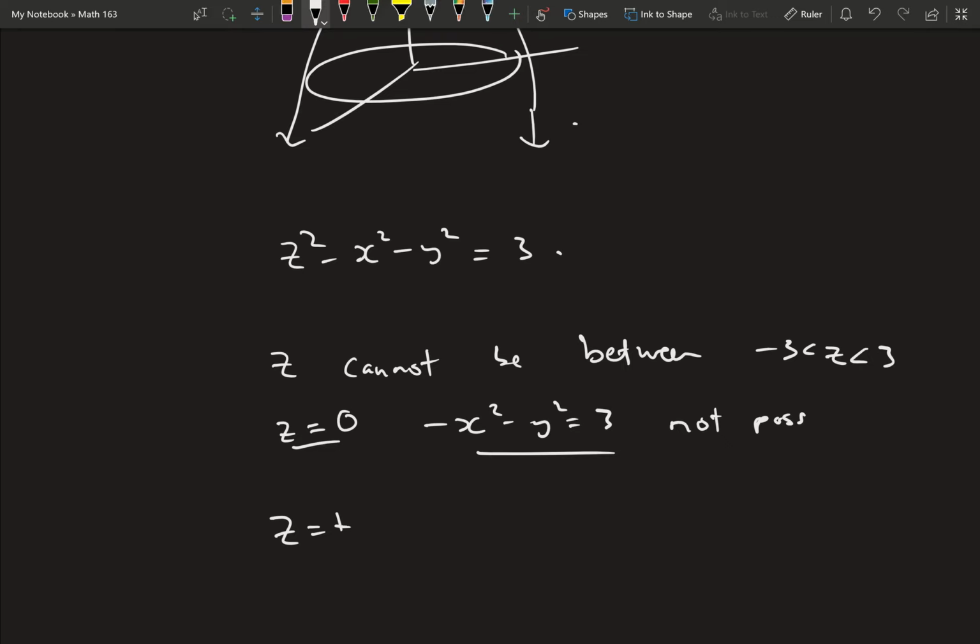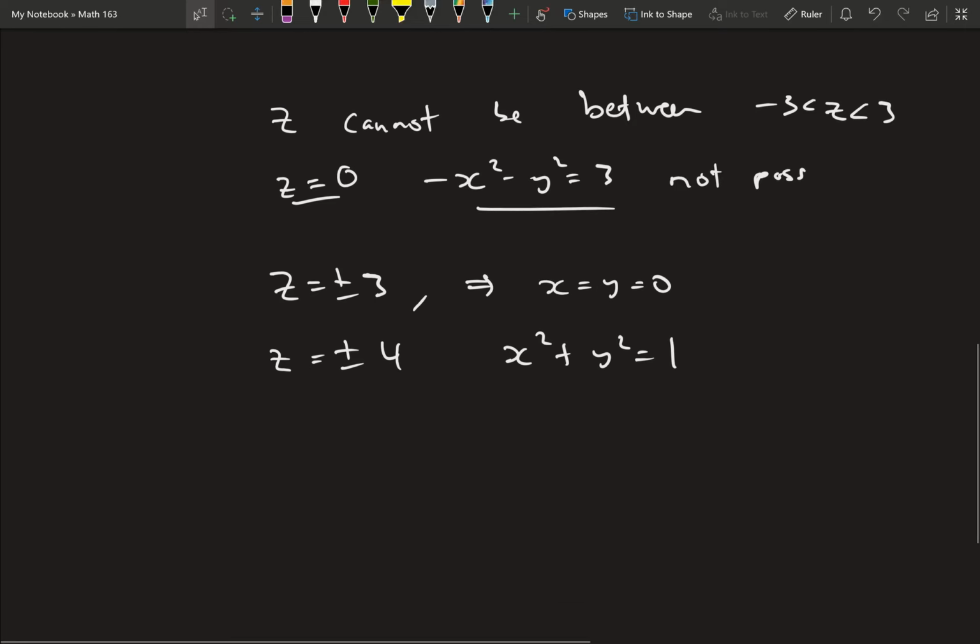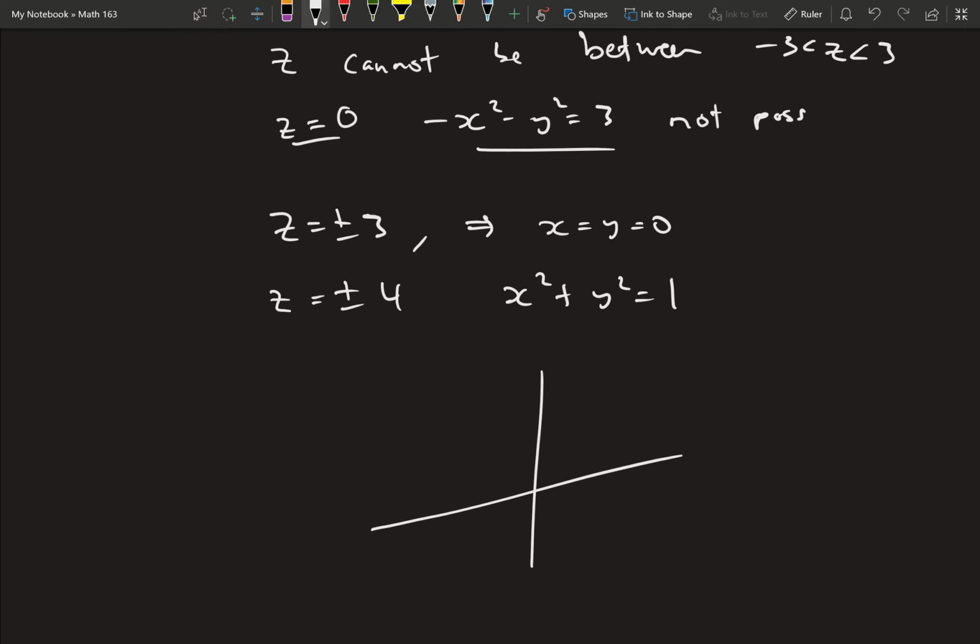At 3, you get x squared plus y squared equals 0, so that means that x and y have to be 0. If you have plus or minus 4, you get x squared plus y squared is equal to 1, which is a circle. And so here is the z axis, here's 0, 0, 3, and 0, 0, minus 3. And then you have circles above those at 4, at negative 4, and so on.